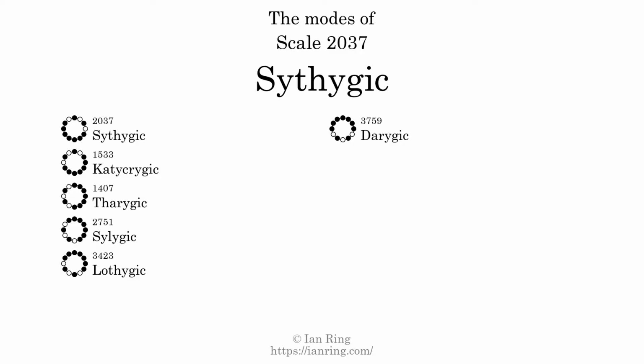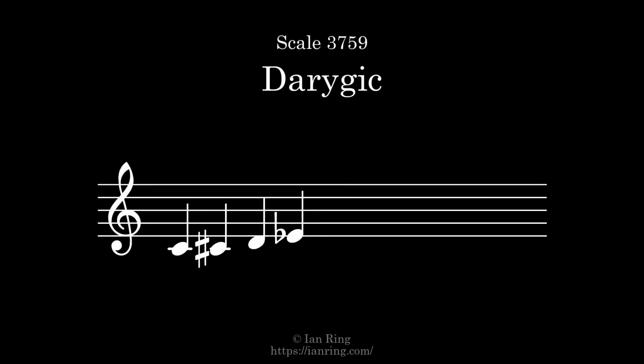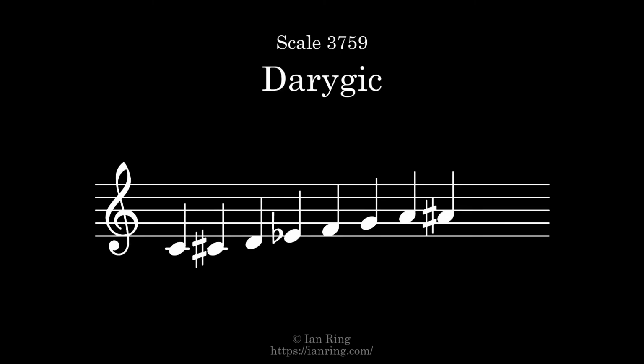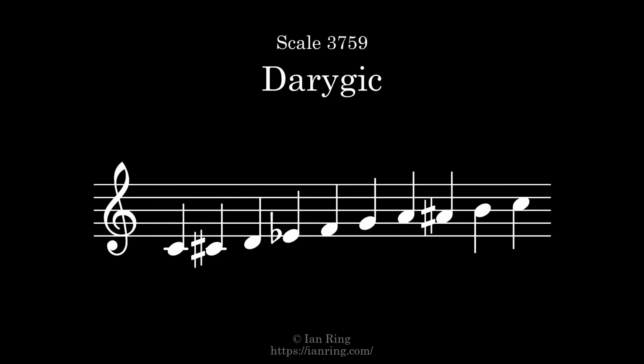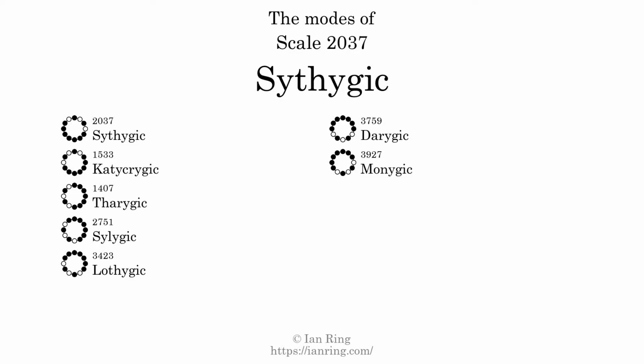The sixth mode is scale 3759, also known as Dirigic. It sounds like this. The seventh mode is scale 3927, also known as Myhill. It sounds like this.